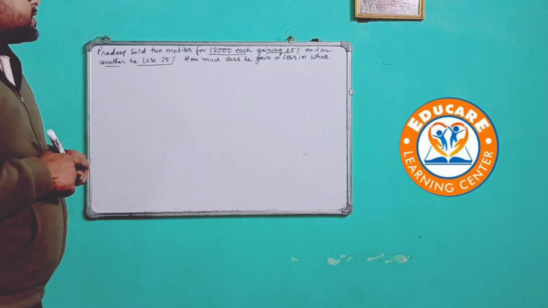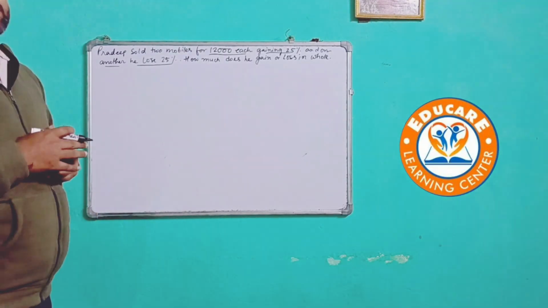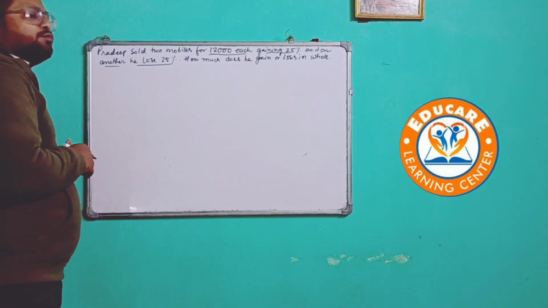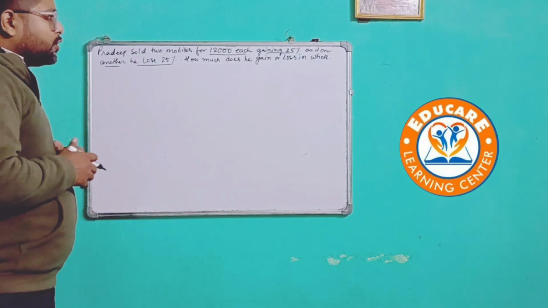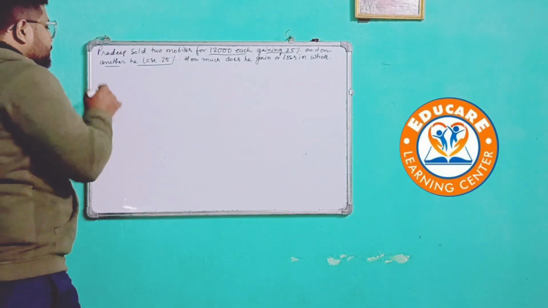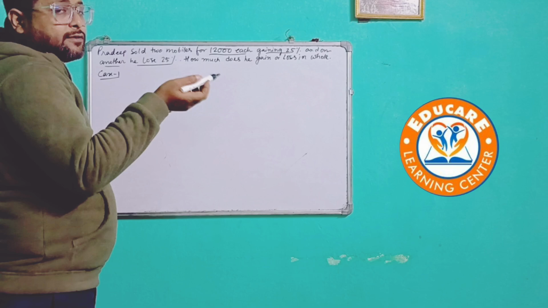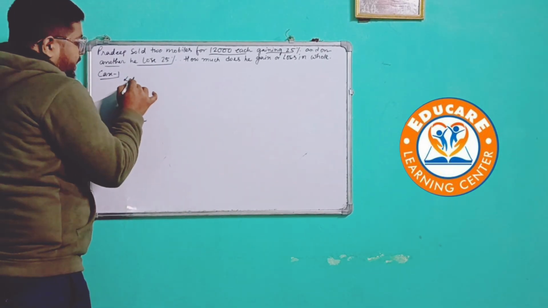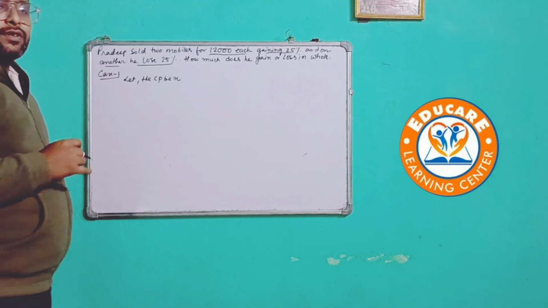Now if we look at this question properly, the CP is not mentioned. So whenever CP is not mentioned, the first and foremost step is to take the CP as X. We will follow the X process because that is the standard process. So first is case 1. Since CP is not mentioned, let the CP be X.